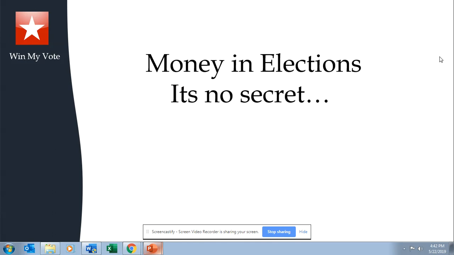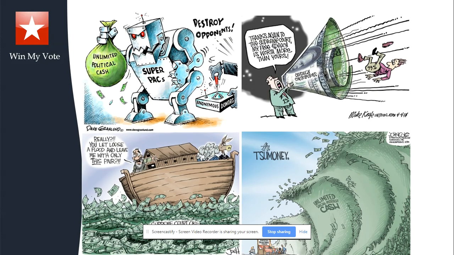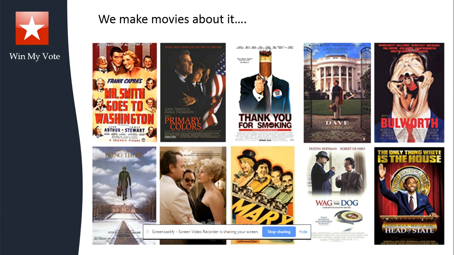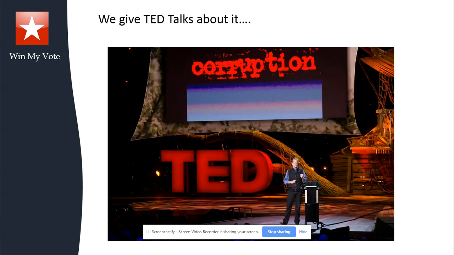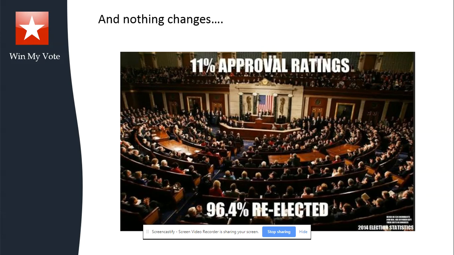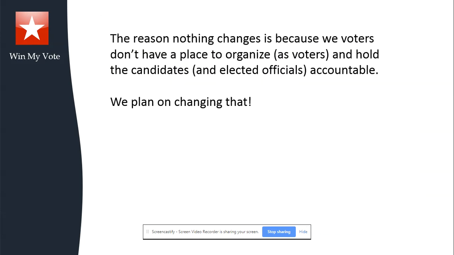So there's no secret at all that money corrupts elections. There are plenty of examples of that. There's cartoons, there's books written about it, movies made about it, TED Talks given about it, even marching in the street, and nothing seems to change. Nothing seems to work. Congress is at an all-time low as far as approval and an all-time high in reelection.